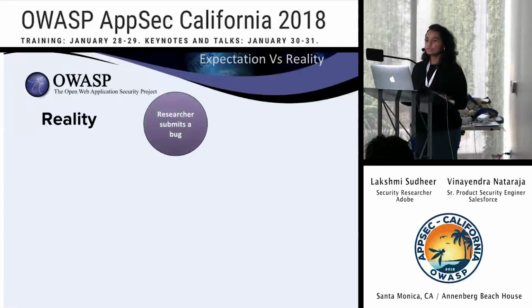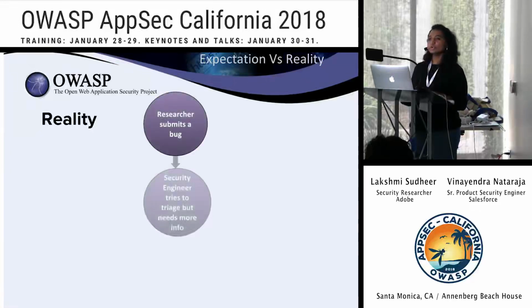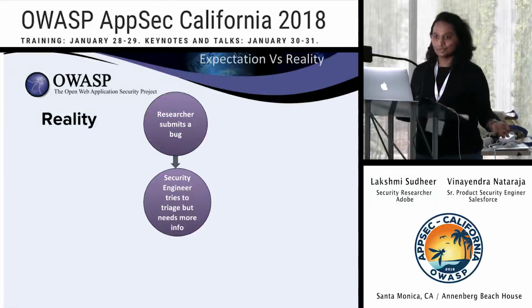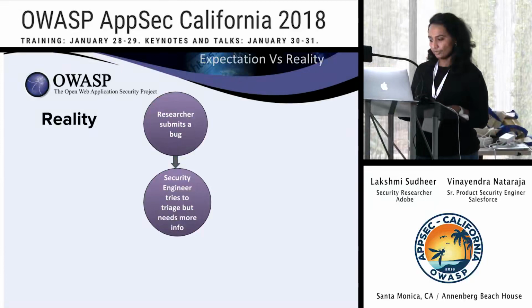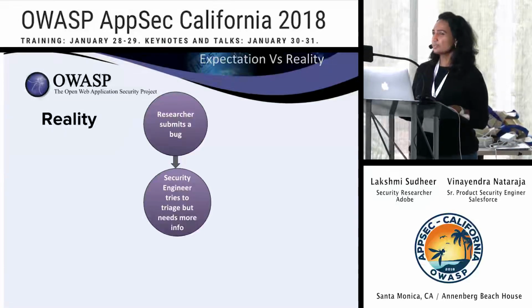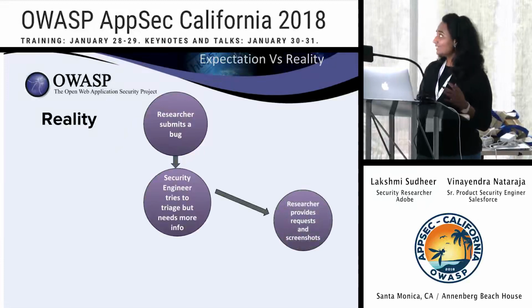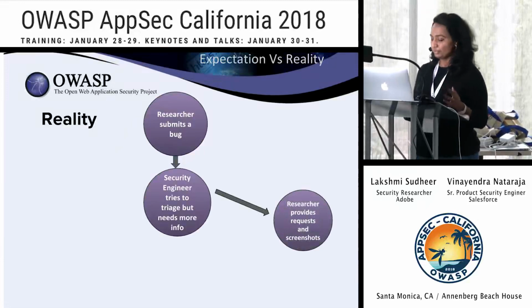Then the security engineer tries to triage this, but he requires more info to reproduce the bug. I mean, we live in a complex ecosystem out here, and it's pretty hard to have all the information in a single report, like it was discussed in the previous talk here as well. So he says, okay, I'm not able to triage this. Could you please provide me with more information? At this point, the researcher provides probably some POST requests and maybe some screenshots, and he's like, all right, take this information. Maybe this will help you reproduce it.